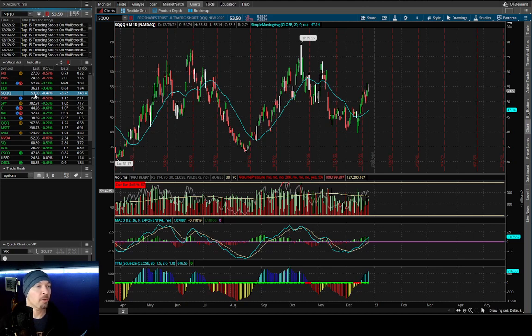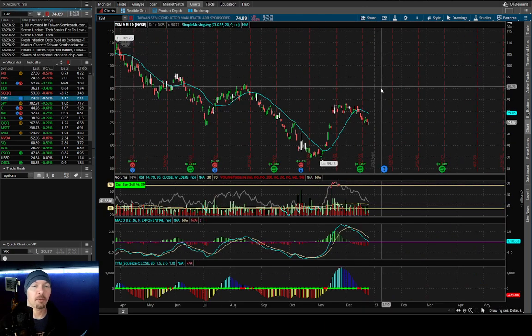SQQQ, that's short of the Qs, and that is looking pretty bullish. That's actually got a little bit of a trend here. This looks also a little bit like a bull flag, and it looks like we're getting close, but there are some wicks up here indicating some rejection. So we're not going to put anything on that one.